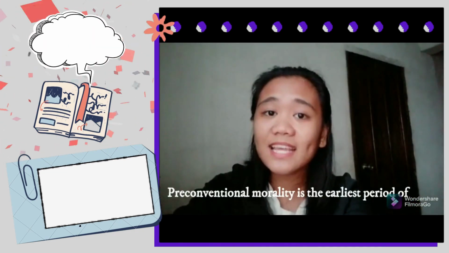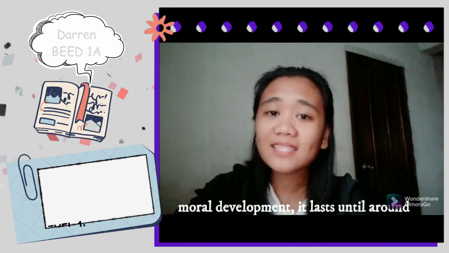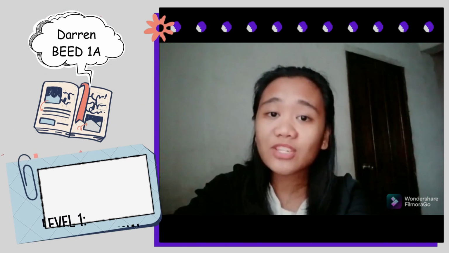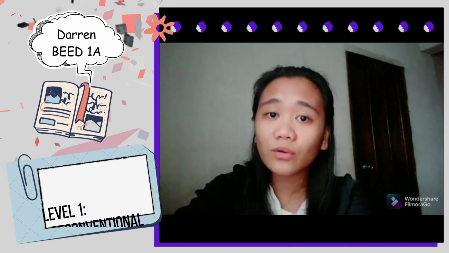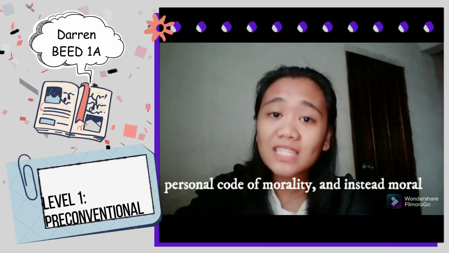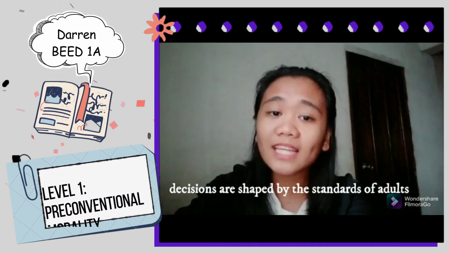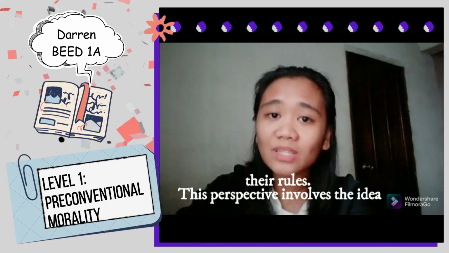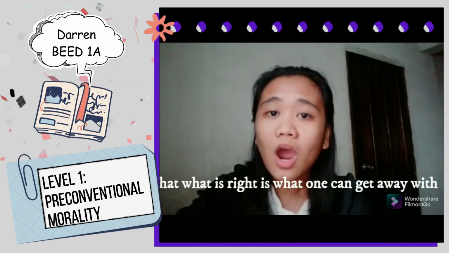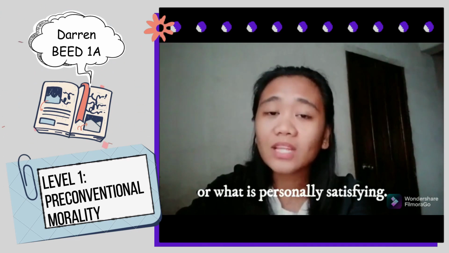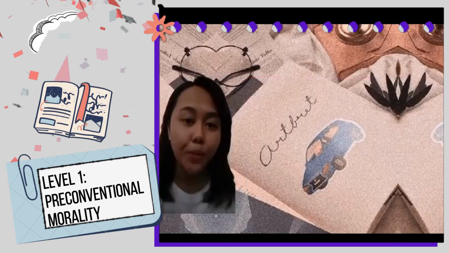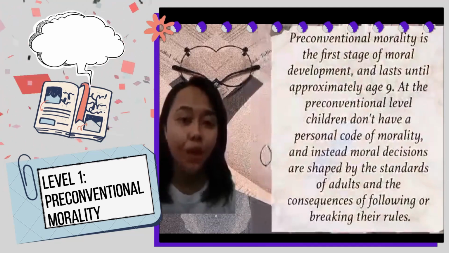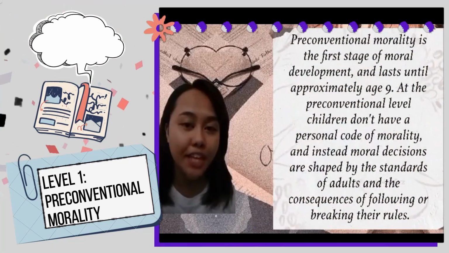Pre-conventional morality is the earliest period of moral development. It lasts until around the age of 9. At the pre-conventional level, children don't have a personal code of morality, and instead, moral decisions are shaped by the standards of adults and the consequences of following or breaking their rules. This perspective involves the idea that what is right is what one can get away with or what is personally satisfying. There are 2 stages within this level.